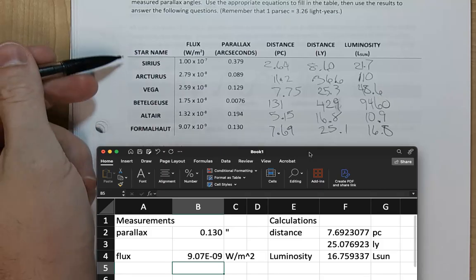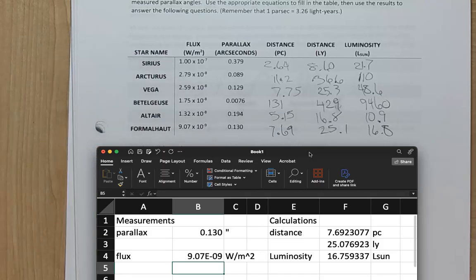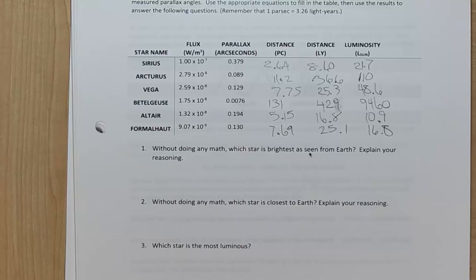Now, these six stars are the 6 brightest stars in the night sky. We picked these on purpose, right? These are the 6 brightest stars in terms of flux in our night sky as seen from Earth. Which one has the highest luminosity? Question number 3. Which star is most luminous? Well, it's Betelgeuse by a long shot.